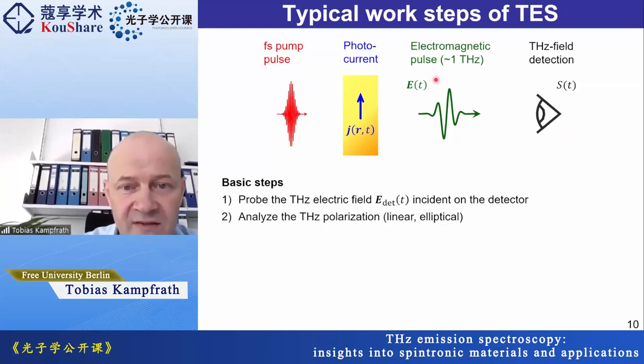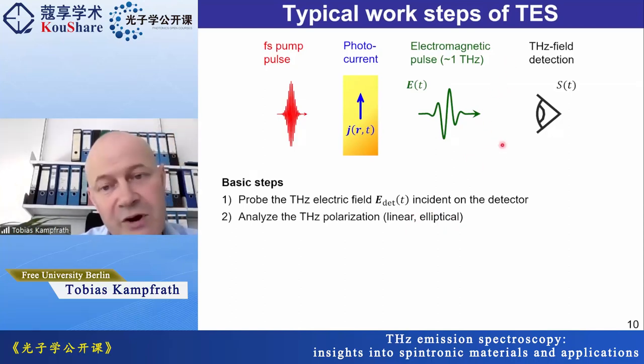As a second step, then, we analyze the polarization of this emitted terahertz pulse. We try to learn whether this pulse is, for example, linearly polarized or elliptically polarized. And this is something we can easily do by inserting terahertz polarizers here.